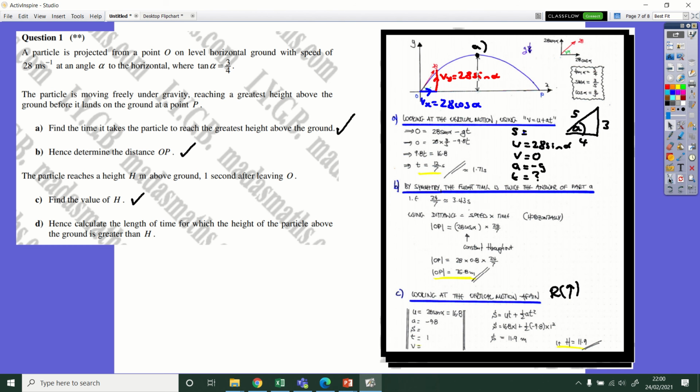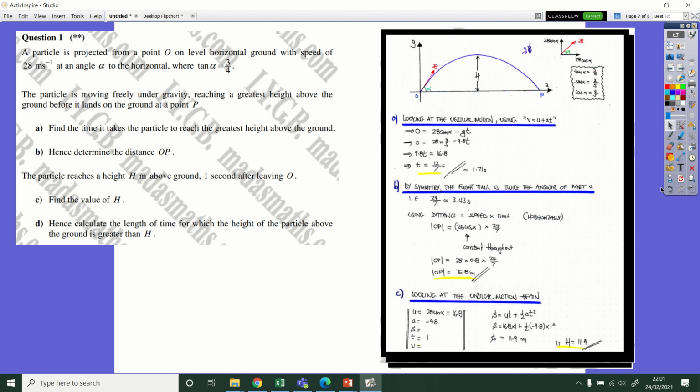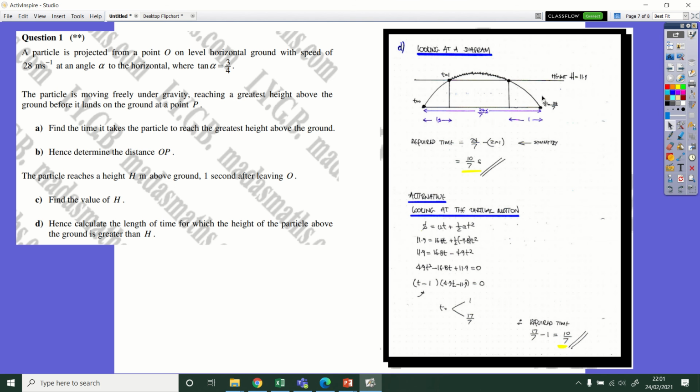Now I don't know why it's not clearing my annotations, so I'll have one more go. There we go. Right, I'm going to get rid of this picture. Our new picture here is showing what happens at this height. T equals 1. That's our first answer here. And then at some other point, it's going to come back down again and reach the same height before falling back down to the ground. And we're after the length of time in this in-between stage where we're greater than this height h. So what we're after is the other time at which we're at this height of 11.9.